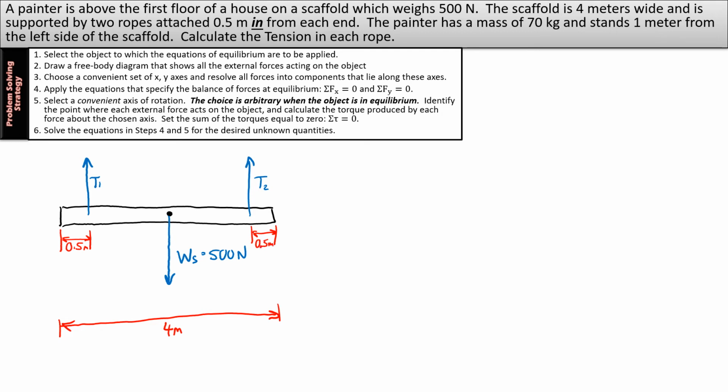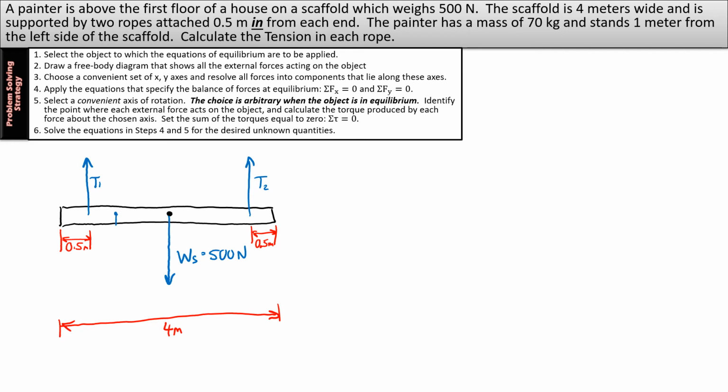Okay. The painter has a mass of 70 kilograms. So again, we're going to draw a weight somewhere, and the painter stands 1 meter from the left side of the scaffold. So they're not right in the middle, because this thing is 4 meters wide and they're only 1 meter away. Further than 0.5 meters though, right? So then we got this weight.